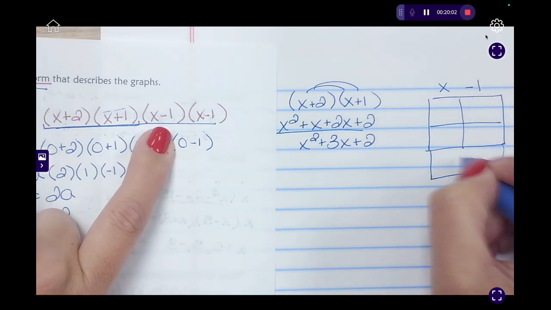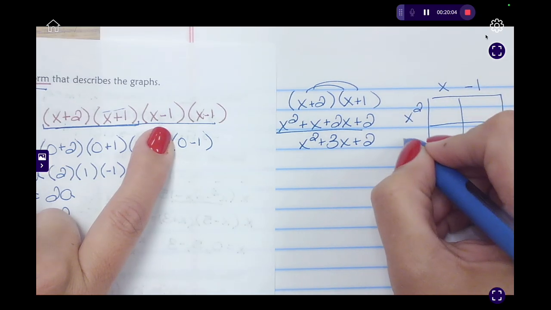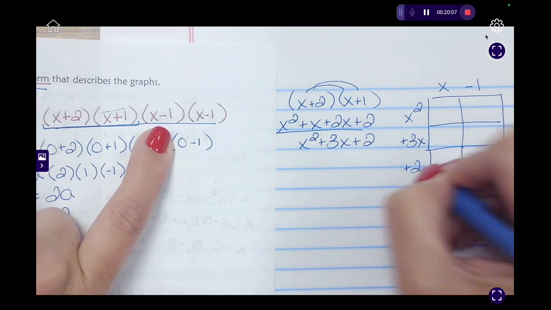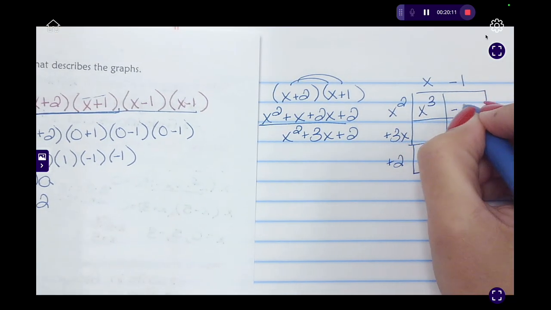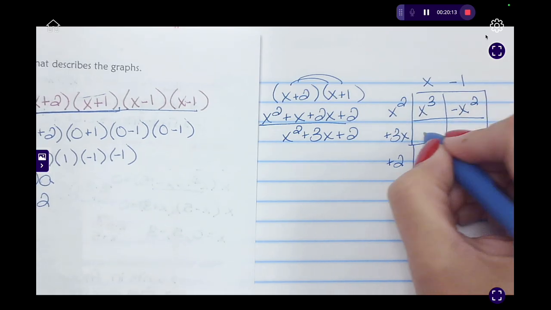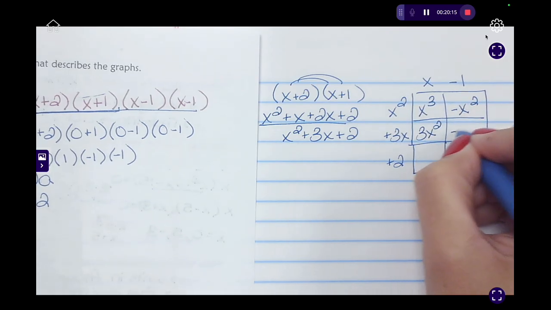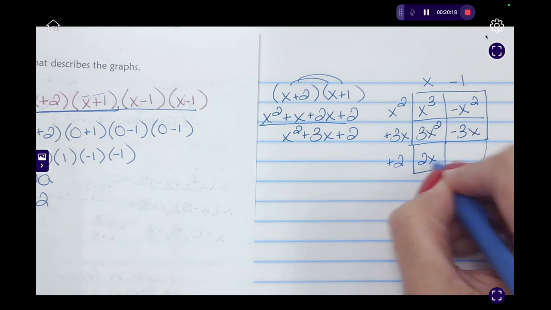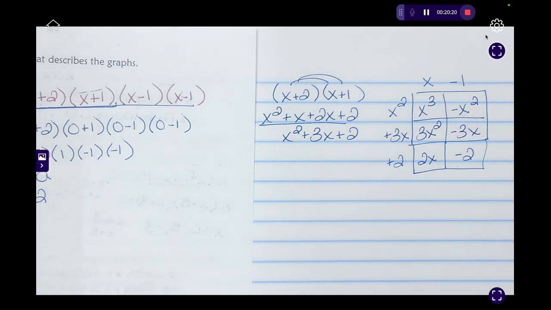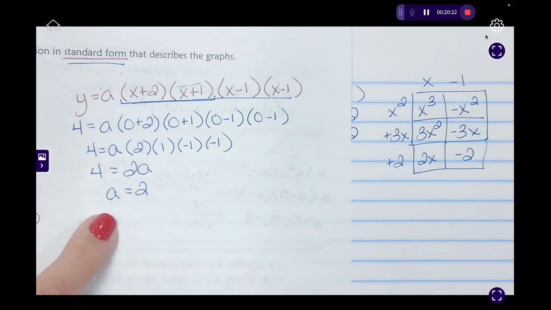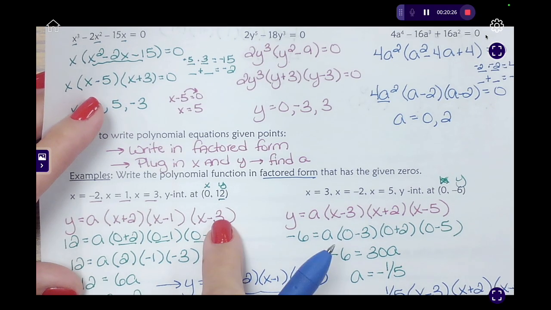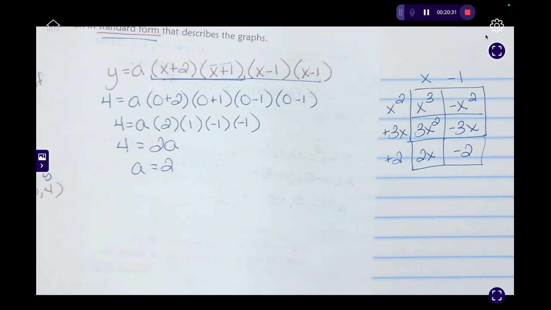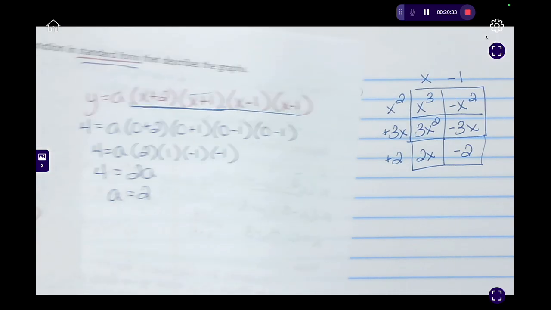Oops, I'm gonna have to add another box. So that's gonna be x squared, 3x, and 2. So multiplying this using the box method, this gives me x to the third, negative x squared, 3x squared, negative 3x, 2x, and negative 1. Okay, so remember, the reason I'm doing this, even though I just found my a value, on the front, it asked for factored form. So we were good, we didn't have to simplify anything. Here, it's asking for standard form.